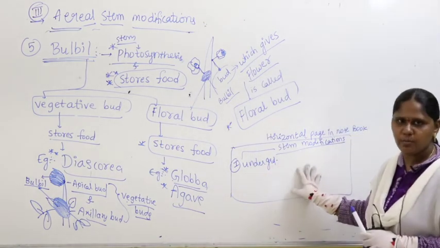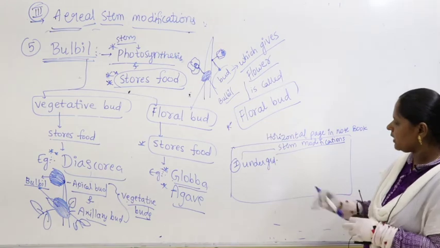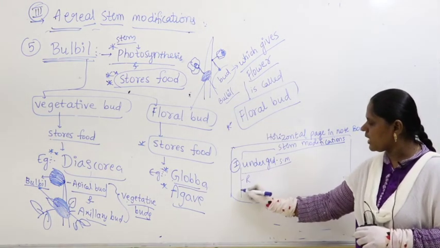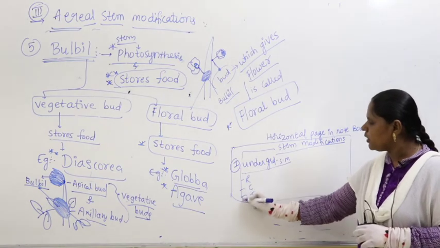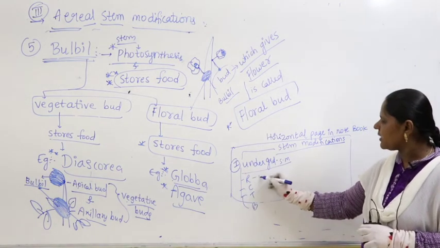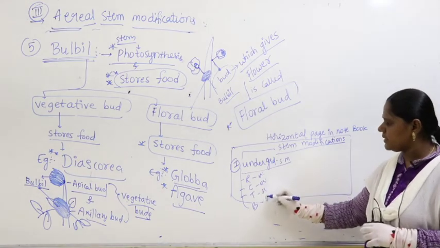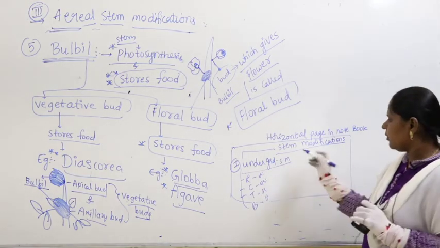This table is very, very important. So better I will only give you what I taught: underground stem modifications. Write all 4 types: rhizome, corm, tuber and bulb, along with examples. You have to remember the type and examples, very, very important. So you have to make this table.